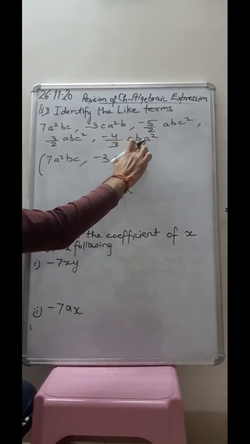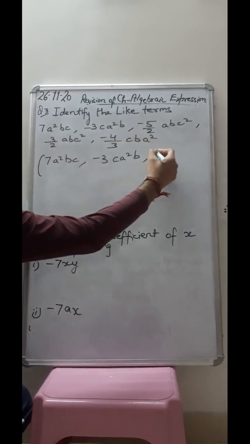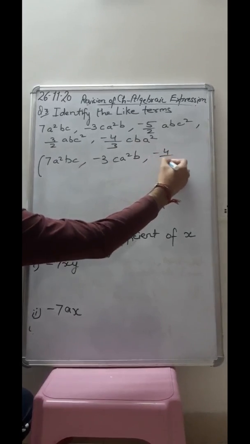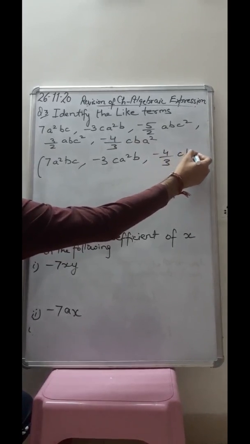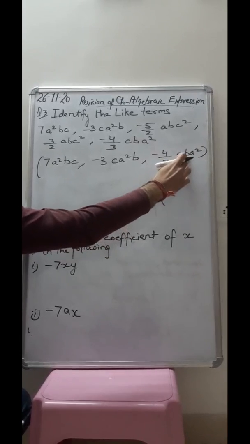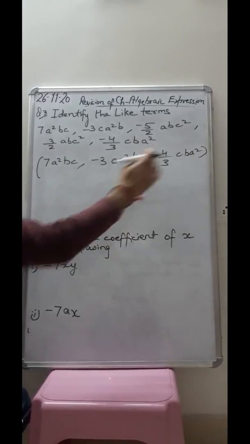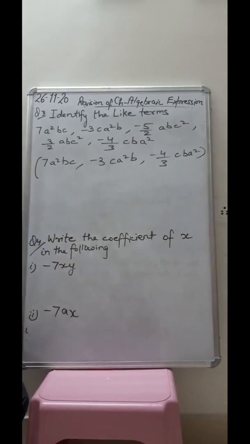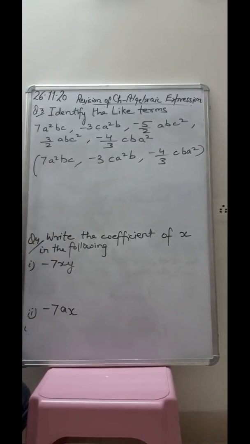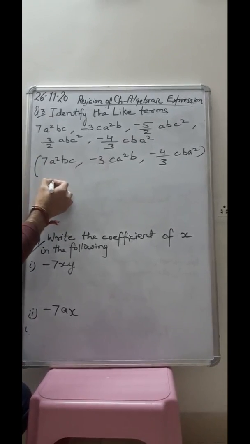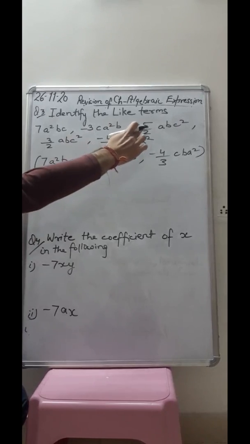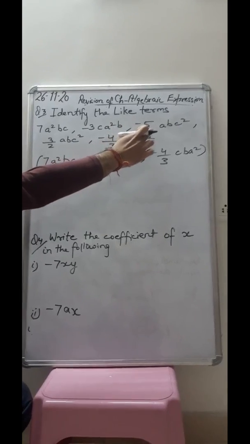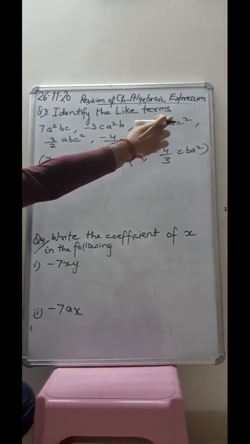Why? Because they have only changed the order. So the term is minus 4/3 CBA square. Here we can name it as A square BC. So these are your like terms. And the second set of like terms is minus 5/2 ABC square.